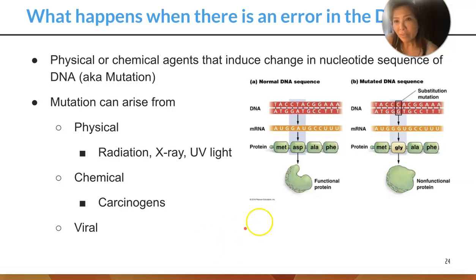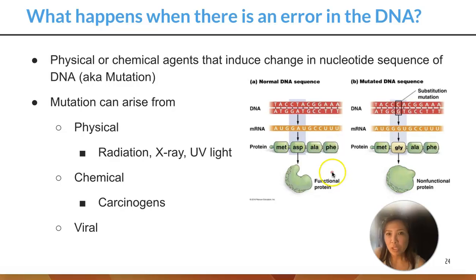So what if there's an error, right? This is how mutation arises. So there could be an error, and one of the sequences gets changed. There's multiple types of error. Sometimes the error can be just a single base pair. Sometimes the error can be a deletion or insertion.